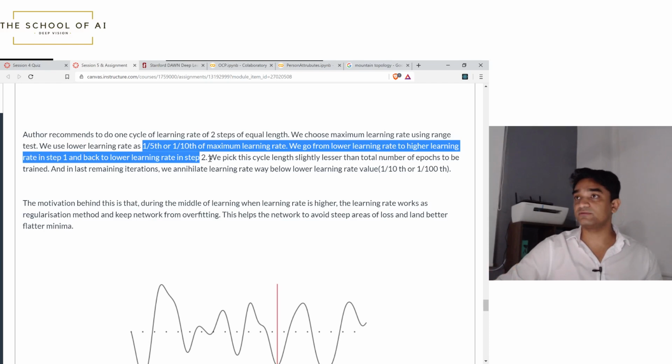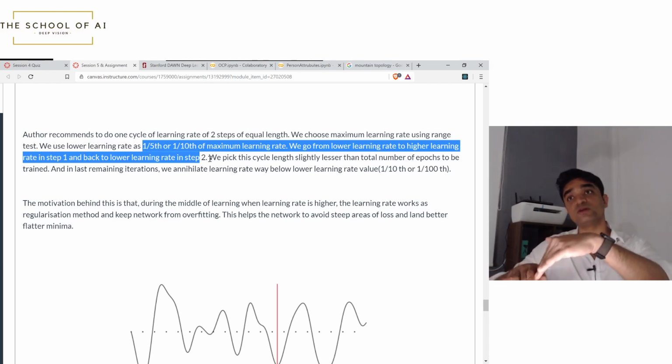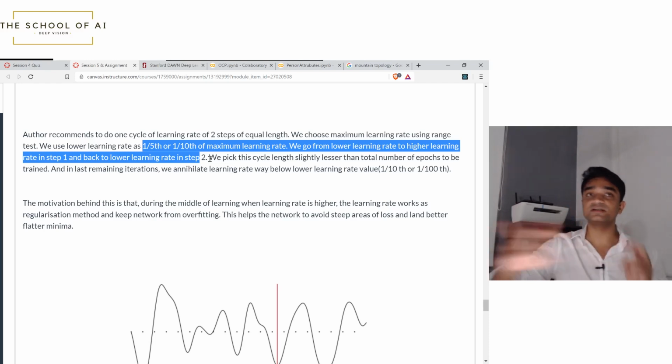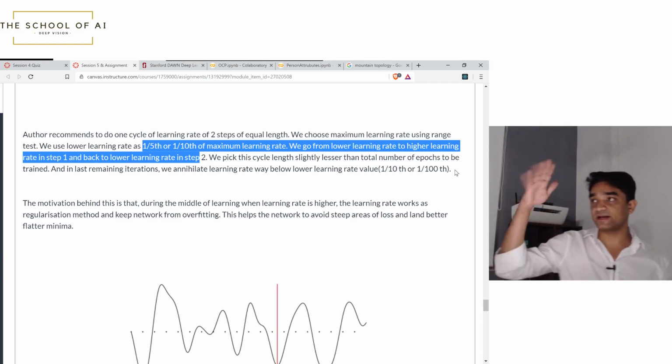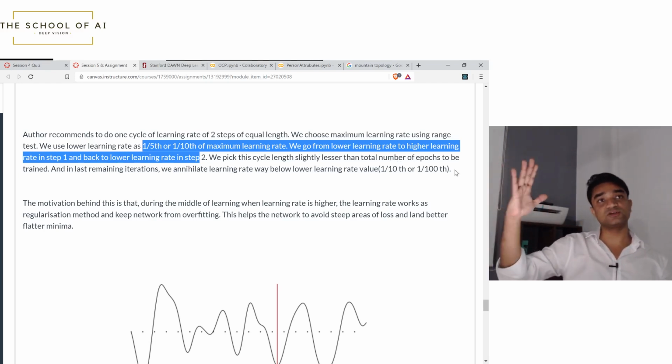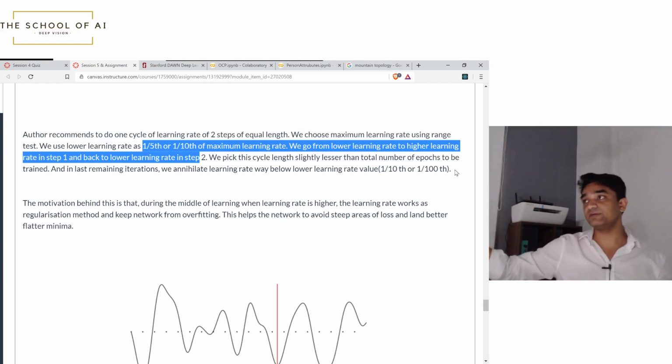We are not going to do that. We are going to start from a lower number to a higher number, then go from a higher number to a lower number, and from a lower number to an even lower number. So for us, it's going to be 3 steps in that one cycle policy. We pick the cycle length slightly lesser than the total number of epochs to be trained. In the last remaining iterations, we annihilate the learning rate to go to 1/10 or 1/100. Same stuff which we said. So the second one is not going to be equal in length, it's going to be slightly shorter. And from there, we are going to go even deeper.